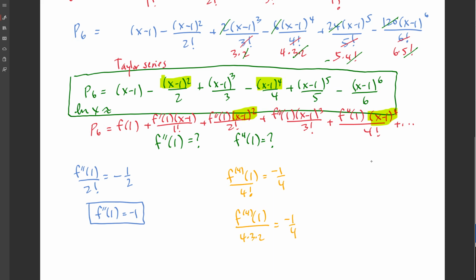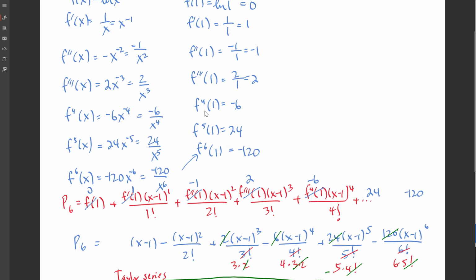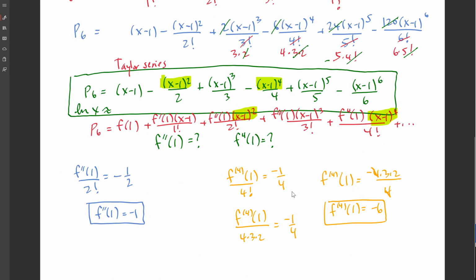This is going to be equal to f to the fourth 1 is equal to -4 times 3 times 2 divided by 4. The 4's are going to cancel out. So what I get is f to the fourth of 1 is equal to -6. And let's see, is that true? Let's go back to the fourth derivative at 1. The fourth derivative at 1, indeed, it was -6. All right, so AP expects you to be able to go forwards on the Taylor series and find the Taylor series. And it expects you to be able to go backwards too and find the derivatives associated with these coefficients.